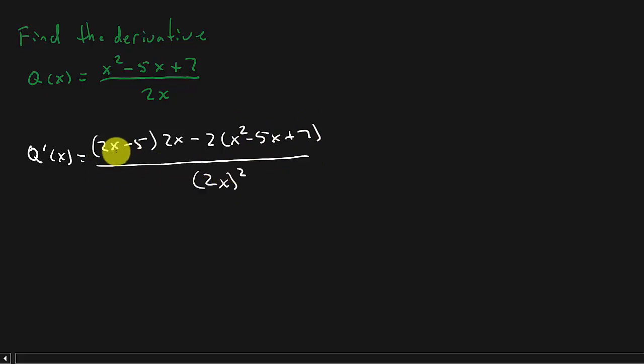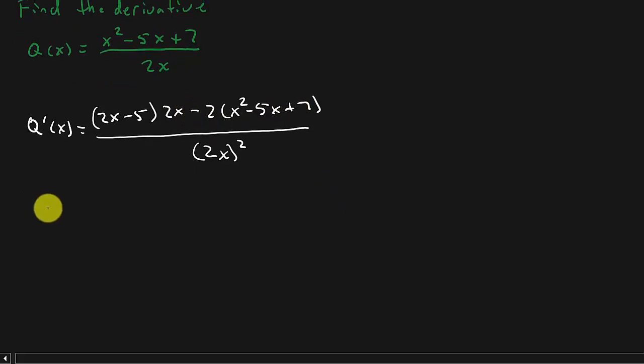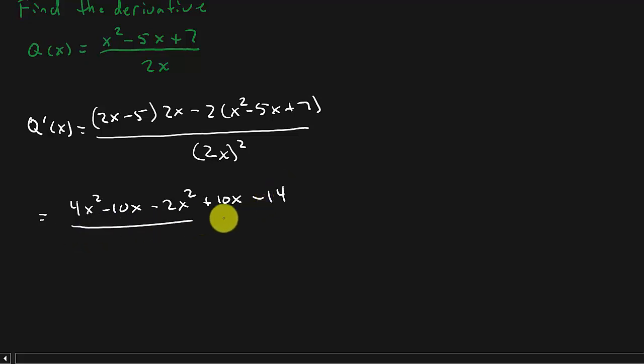Okay, derivative of the numerator, derivative of x squared minus 5x plus 7 is 2x minus 5 times the denominator, minus the derivative of the denominator, derivative of 2x is 2 times the numerator. And then we need to clear parentheses, combine like terms. So that's going to be 4x squared minus 10x minus 2x squared plus 10x minus 14. And this is all over 4x squared.